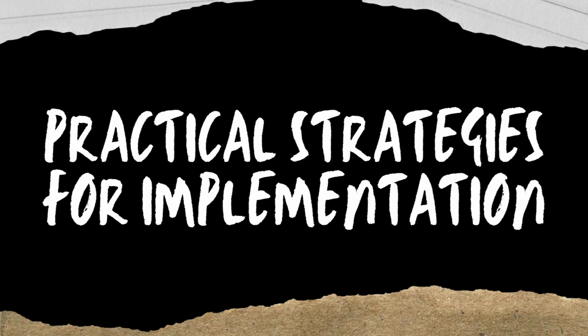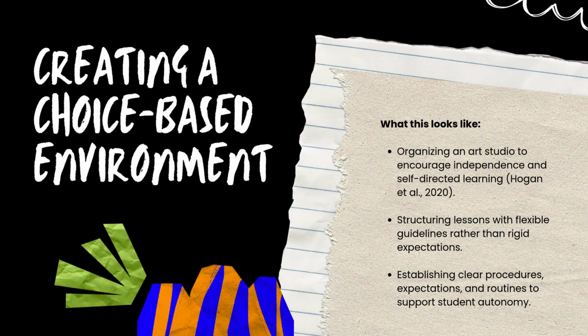Next, we will consider practical strategies for implementation. Shifting to a choice-based art room does not have to mean total chaos. It means structuring the classroom so students feel empowered to make decisions within a supportive framework. Organizing materials for accessibility, providing flexible guidelines, and setting up clear procedures, expectations, and routines help students work independently and confidently.